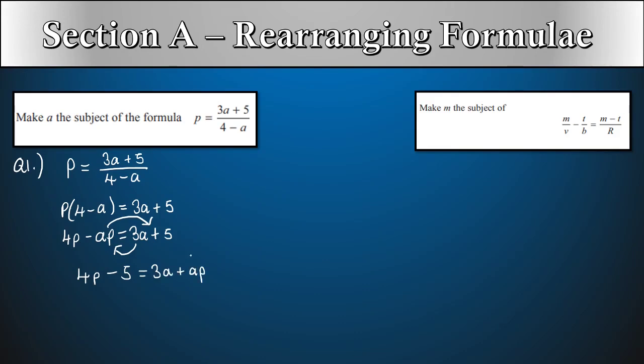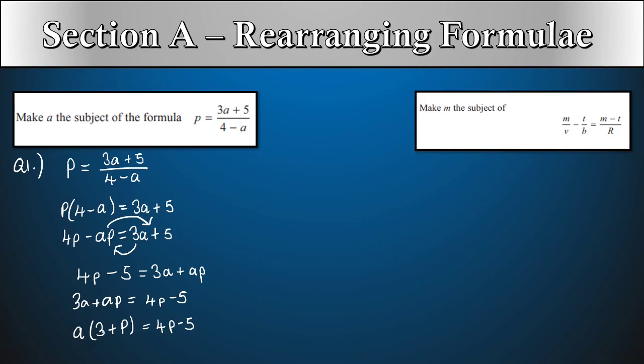Okay. If you prefer, you can write this the other way around so people find it easier to visualize. So that's 3a plus ap is equal to 4p minus 5. That's one way you can do it. And then at this stage here, we just want a as the subject. So we've got a's only on the left hand side here. So all I need to do is factorise. So factorising this a out, that'd be 3 plus p on the left hand side. This is still equal to 4p minus 5.